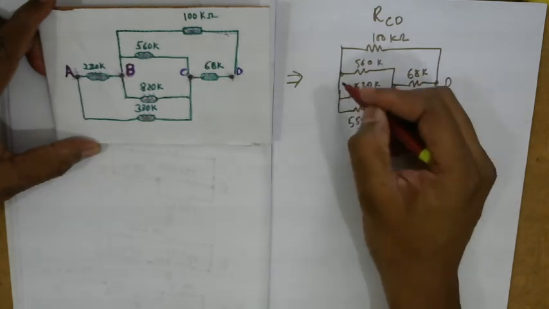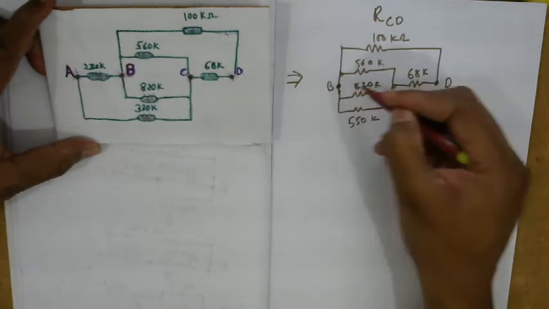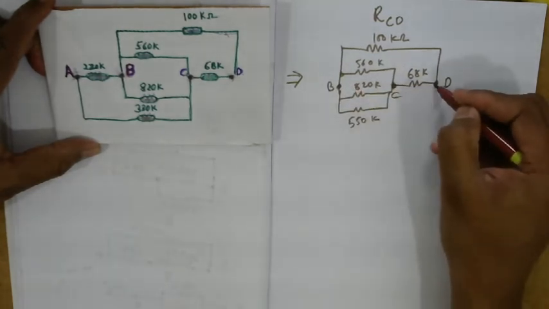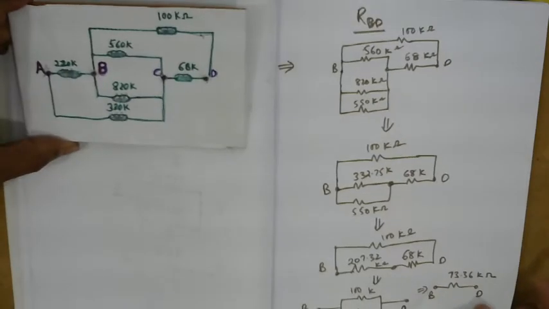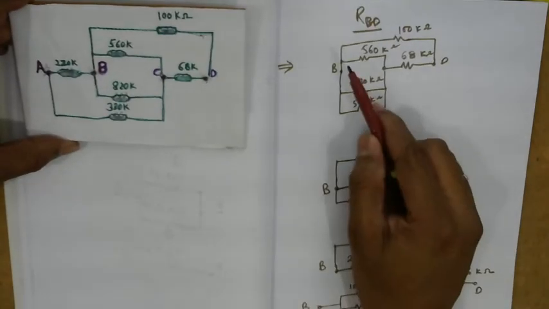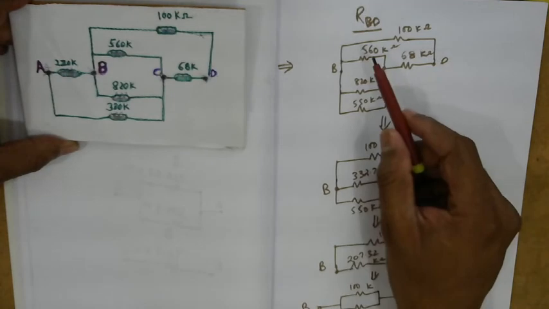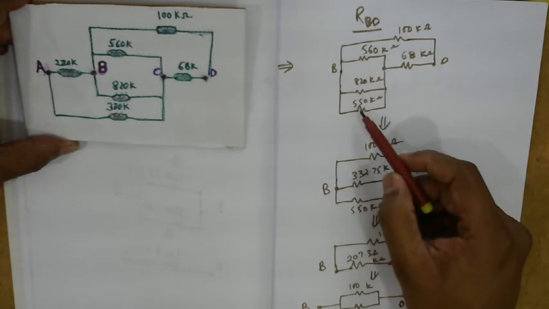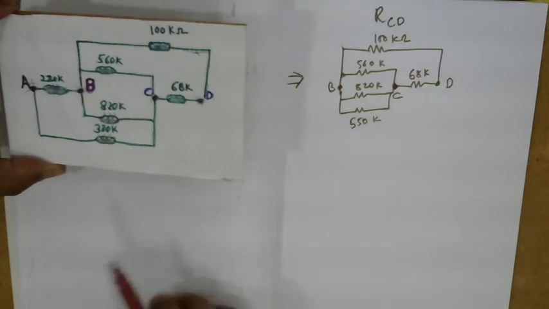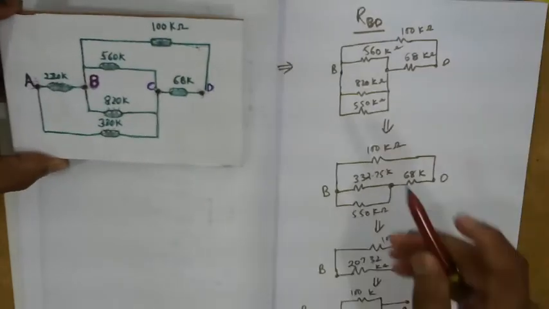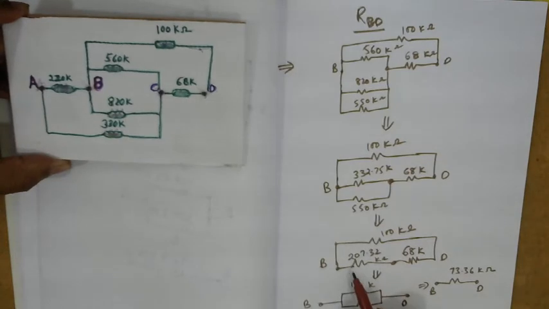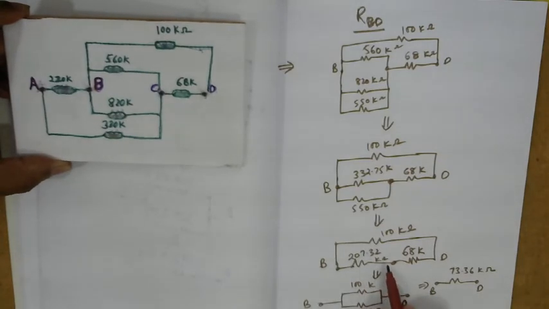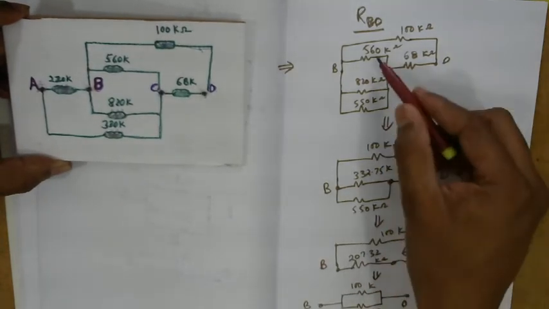So this calculation we had already done in an earlier case. When we were calculating resistance between B and D, the same thing happened. 560, 820 and 550 came in parallel. So here also you can see 560, 820 and 550 coming in parallel. So therefore I'll directly jump this step and go up to here. 207.32 is the equivalent of these three in parallel.